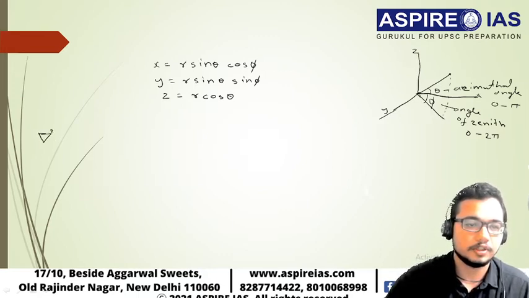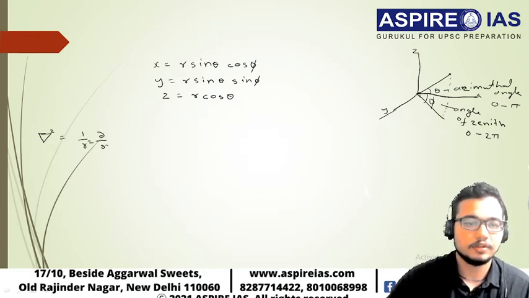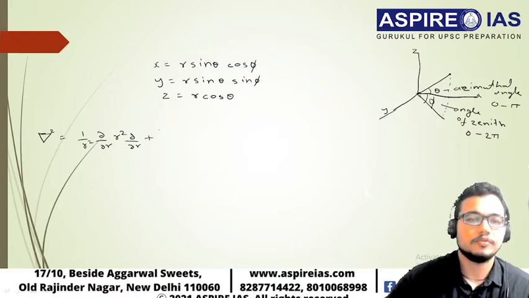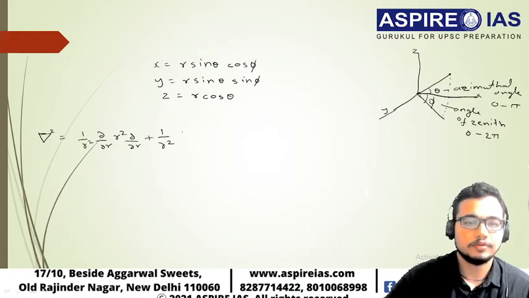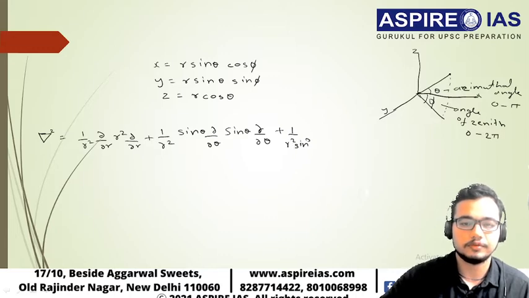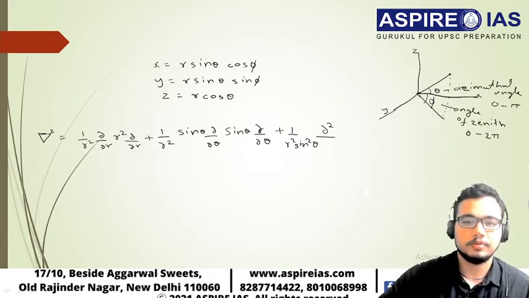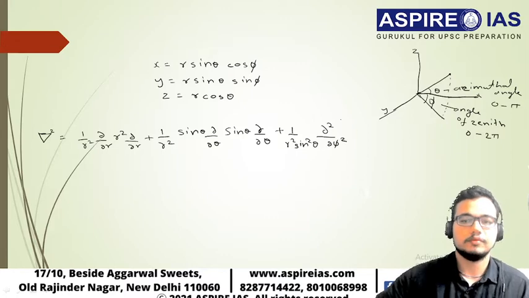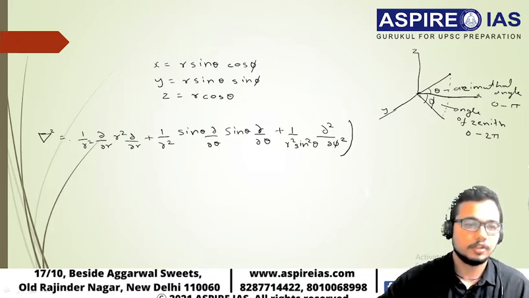the Laplacian operator will be del square equal to 1 by r square del by del r of r square del by del r, plus 1 by r square sin theta del by del theta of sin theta del by del theta, plus 1 by r square sin square theta del square by del phi square. Alright, so this is our Laplacian operator.